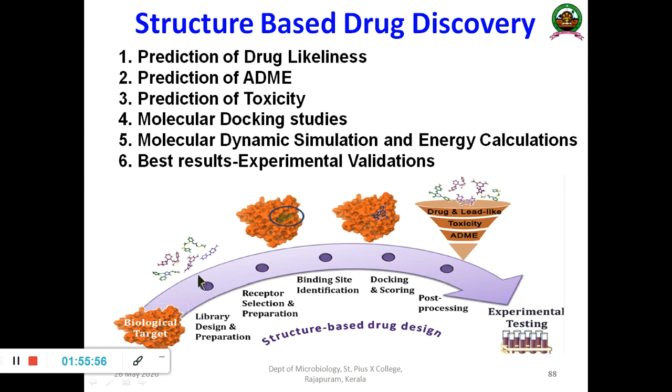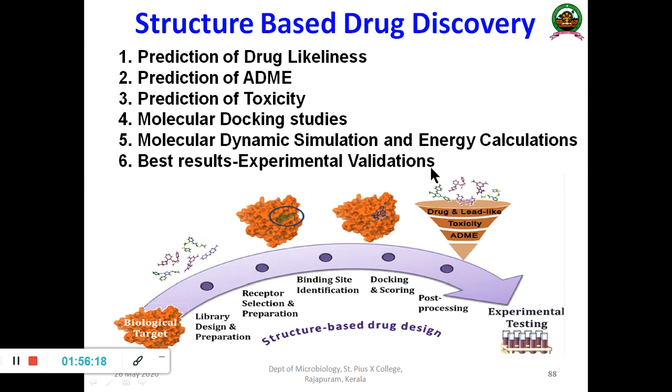Here is the symbolic representation, and a beautiful paper is published by one of the publishers called Bentham Science. You can see that particular paper. Here you can see the target, as I said, the library preparation, the receptor selection of the target. If the structure is available, you take it. Otherwise, we should model it, whatever we have discussed. Then the prediction of the binding site. You should predict the binding site, the pocket you need to predict.